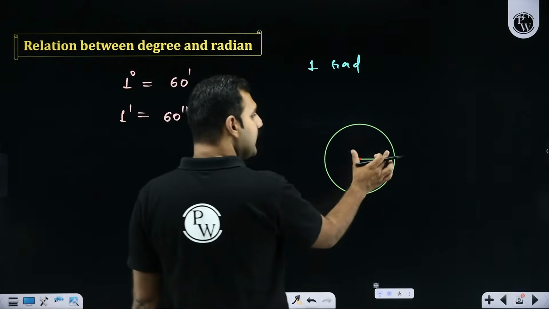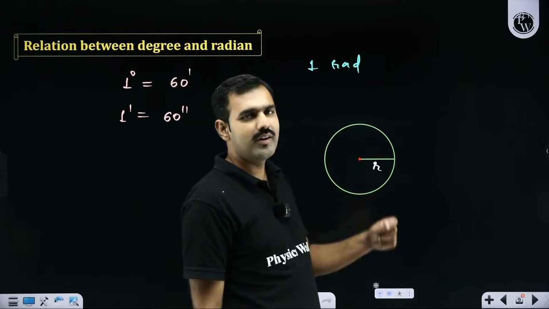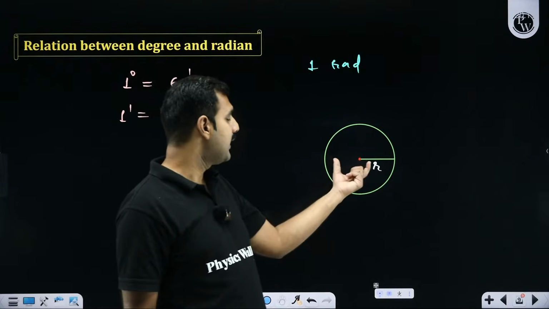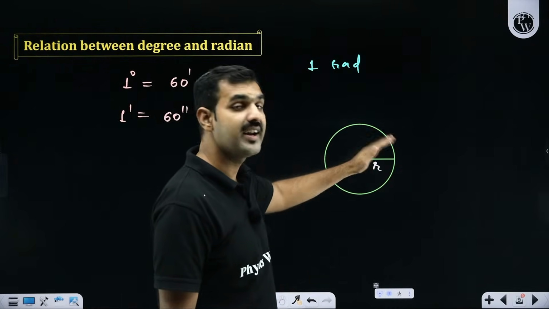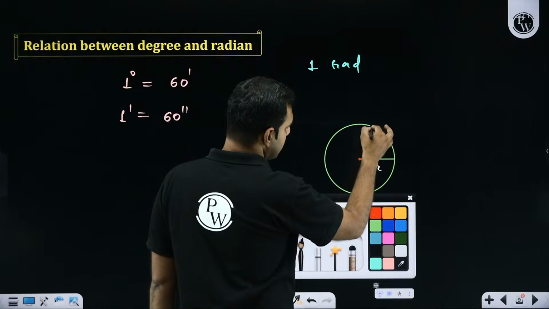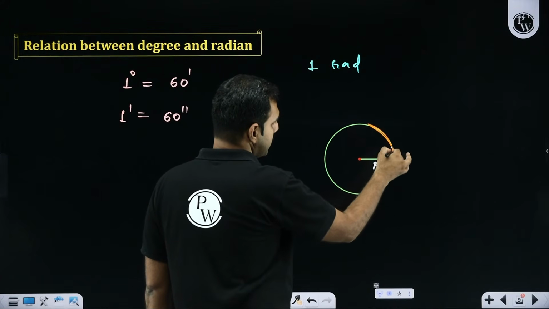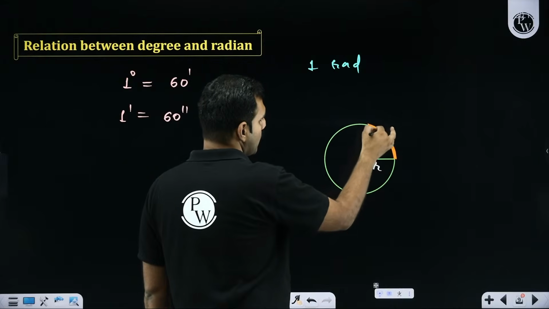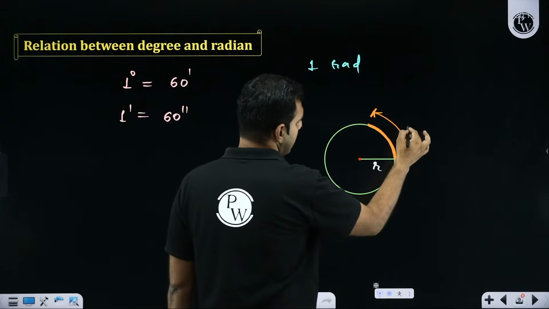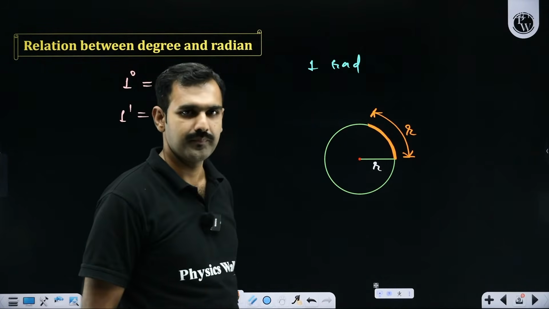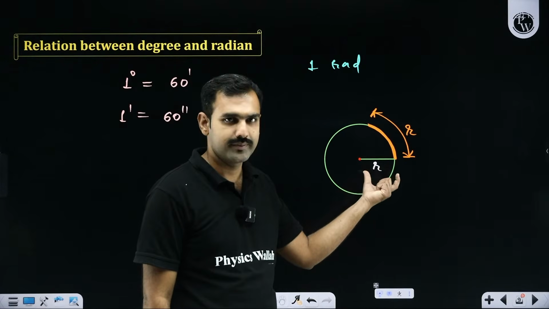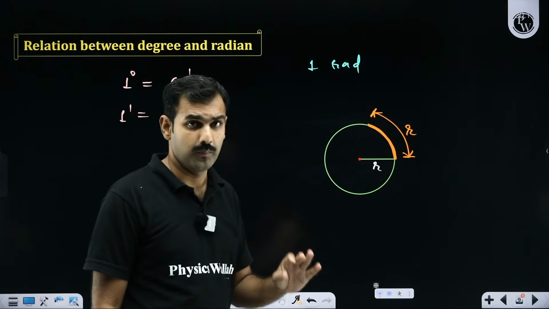Now, if I measure an arc on its perimeter or circumference equal to the length of its radius, so I'm measuring an arc over here. Let's say this is that arc, which has the same length as its radius. Let's say this and this are same. This length of the radius and this length of the arc are same. Both are r, small r.